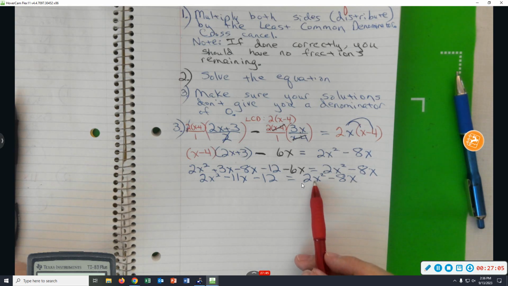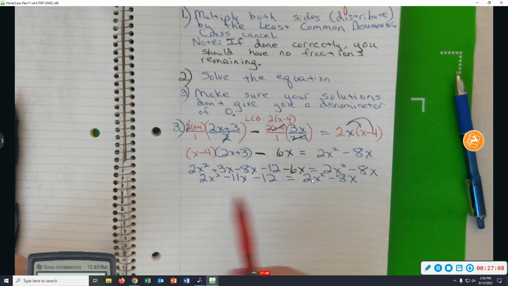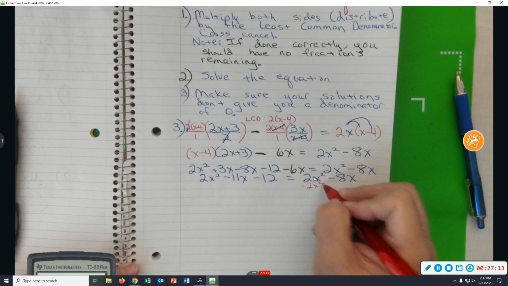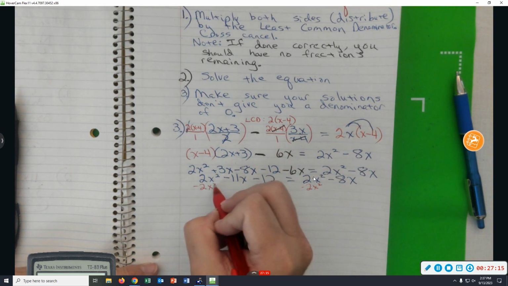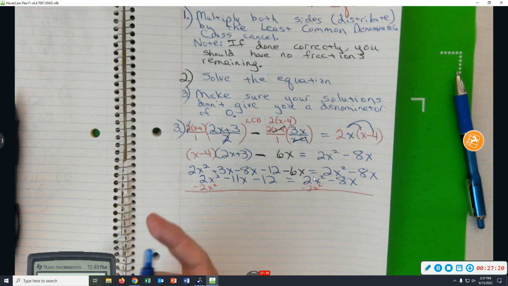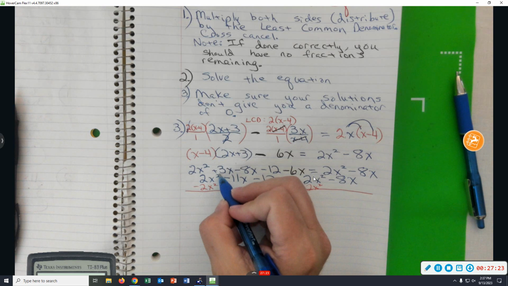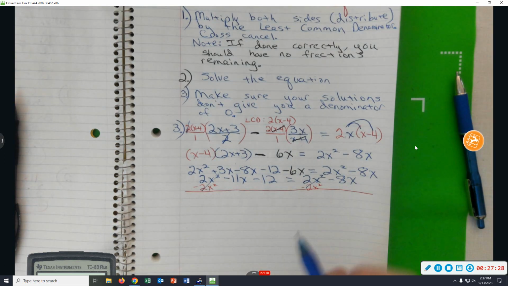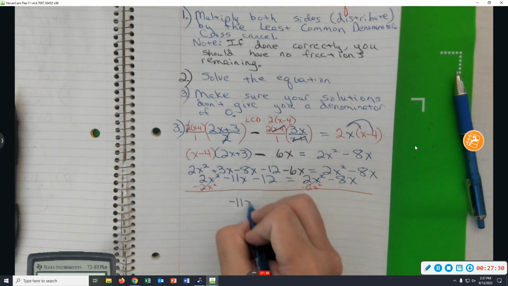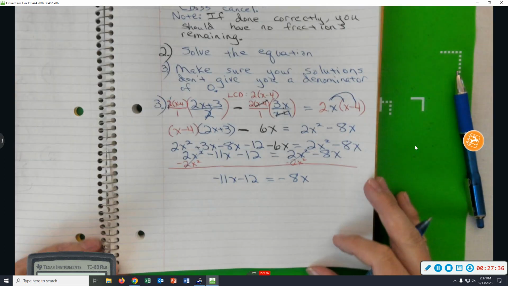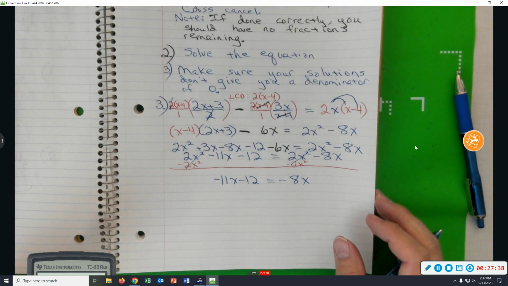Let's combine the x squared. We have a 2x squared here and a 2x squared here. Let's subtract 2x squared from both sides. What's about to happen? Do we have any x squares remaining in this problem? It turns out this is not quadratic after all. The x squares all subtract out. So we really just have a negative 11x minus 12 is equal to negative 8x. This is linear. We don't have to get everything set equal to 0 and factor.